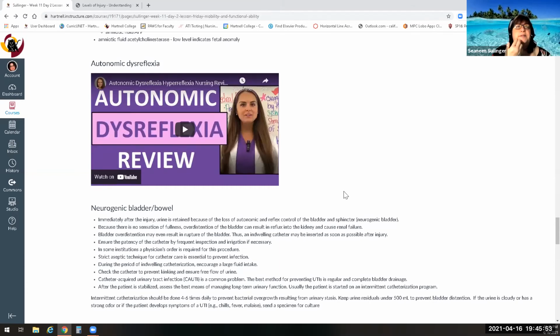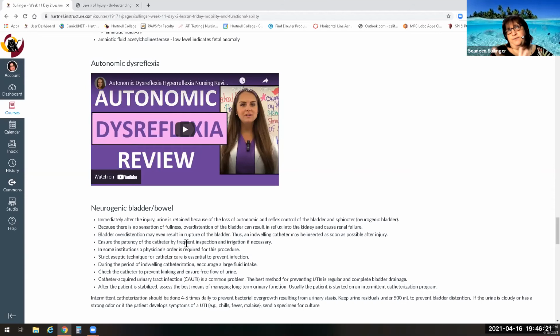Nobody really likes to talk about pee and poop anyway, putting Foleys in, doing bowel care. I mean, that's all kind of, you know, but it's things that we have to do. So this will tell you that again, when the body's still in shock, the urine's retained because there's no control of the bladder. That's the neurogenic bladder. And because there's no sensation, you don't know you have to go. And so you get over distension.